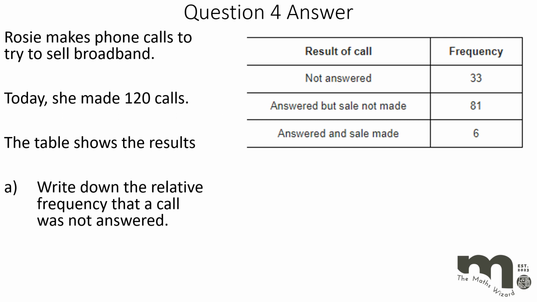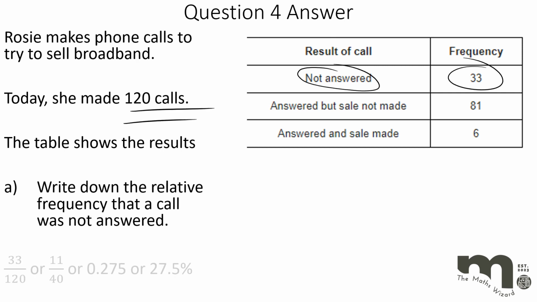So the first part of this question, all we've got to do is look at the right part of the table here. We can see that we've got not answered on the top row of the table, just here, and that's 33, and we know it's 120 calls because it tells us in the question, so we can write 33 over 120. If you want to simplify, you can simplify it to 11 over 40.